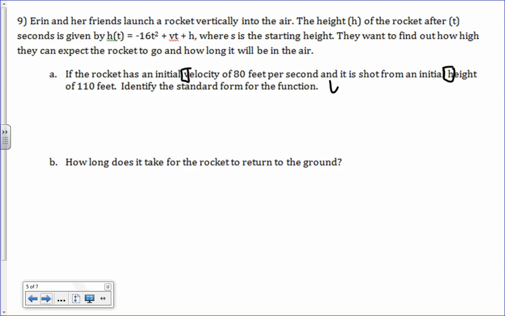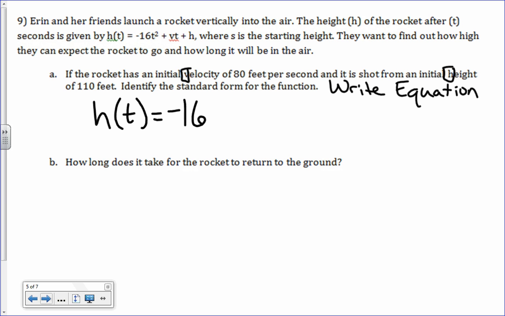All that wants you to do is write the equation. Remember, standard form is ax squared plus bx plus c. So, our equation here would be h of t equals negative 16 t squared. The next thing we see is v times t. So we're just going to replace our v, in this case, with 80, because it says our initial velocity is 80 feet per second. Then we see plus h. Well, our height here is 110 feet because in the example it says a height of 110 feet. That's all 9a wants is the equation.